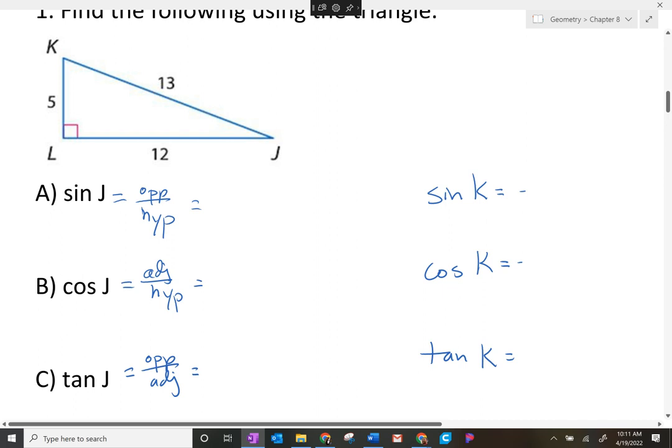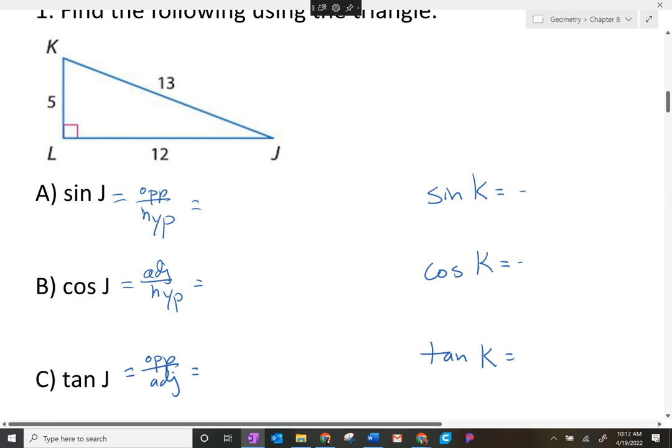So I've got triangle JKL. The hypotenuse is 13. One side is 5, the other side is 12. I'm going to start off with the sine of angle J. So sine, again, is going to be opposite over hypotenuse. Cosine is adjacent over hypotenuse. Tangent is opposite over adjacent.